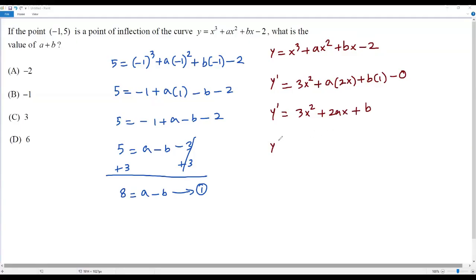Now let's find the second derivative, that is y double prime. Okay, let me do it. 3 is a constant, so we can keep it as it is. When I find the derivative of x², I am getting 2x. Plus 2a is a constant, and we can keep the constant as it is, and the derivative of x will become 1. The b is a constant, and the derivative of the constant b is 0. Then the second-order derivative, y'' = 3 times 2x, which is 6x + 2a.